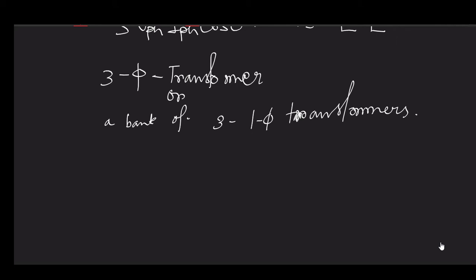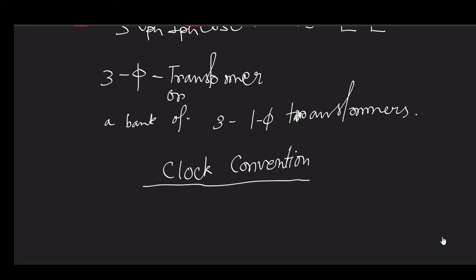Now, in case of a three-phase transformer, we follow the clock convention. What is that clock convention? Here, your transformer will have a high voltage and a low voltage side. The common practice is to denote the high voltage terminals by capital A, B, C, and the corresponding low voltage terminals by small a, b, c.